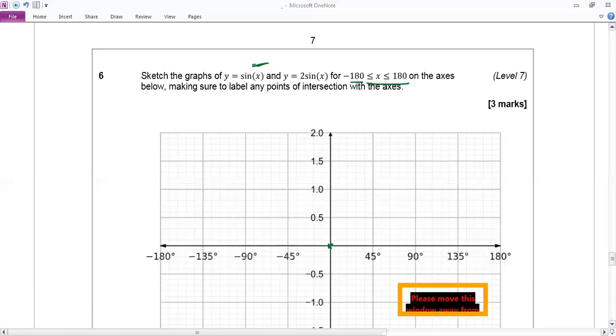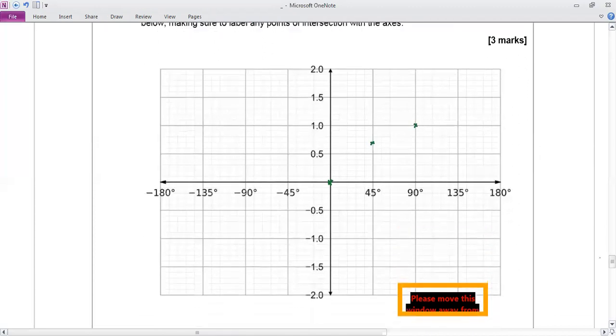So it is 0.7. For that, you need to look at the given scale always. The given scale is 1, 2, 3, 4, 5. Each box is 0.1. So 0.5, 0.6, or 0.7 will be here. Then for 90 degree, we know it is 1. And for 135, sine 135 is 0.7, 0.71 if you round actually.